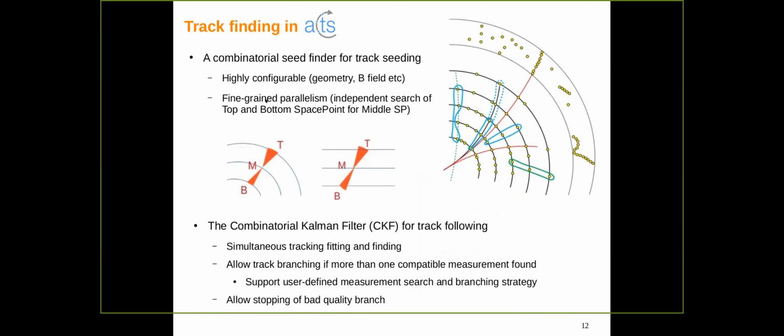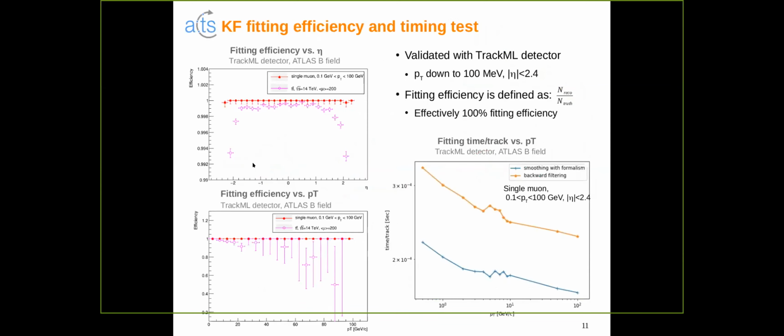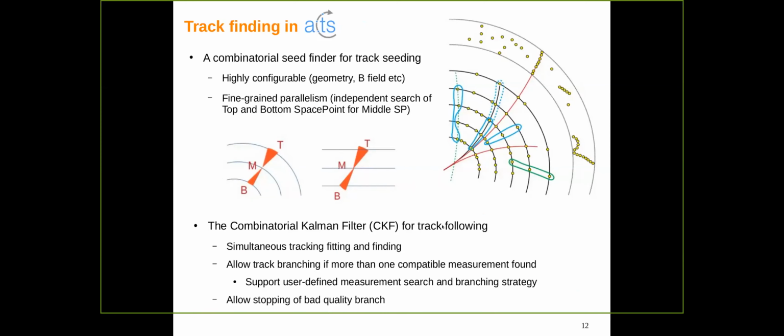So if we go to look at the track finding in ACTS, currently we have a combinatorial seed finder for the track seeding. There's not too much change over the past months, but one thing to mention is that the ACTS track seeder is highly parallelizable because we have the search for the top and the bottom space point very independent for each middle space point. And for the combinatorial Kalman filter, this is really a new feature developed over the past months.